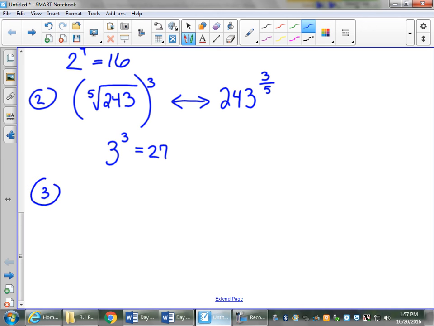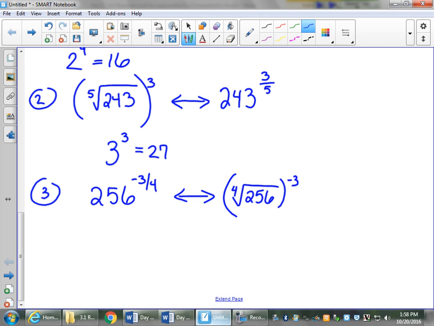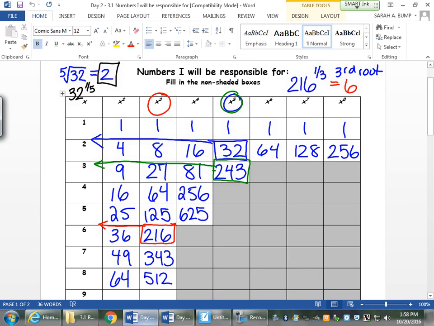Number 3, 256 to the negative 3/4. Pause, go ahead, rewrite that in radical notation and see if you can go ahead and evaluate that. This is going to use the properties of exponents a little bit because of that negative. So when I rewrite it, root comes first, 4th root of 256 to the negative 3rd. If we look at our chart, I'm going to do root, then power.